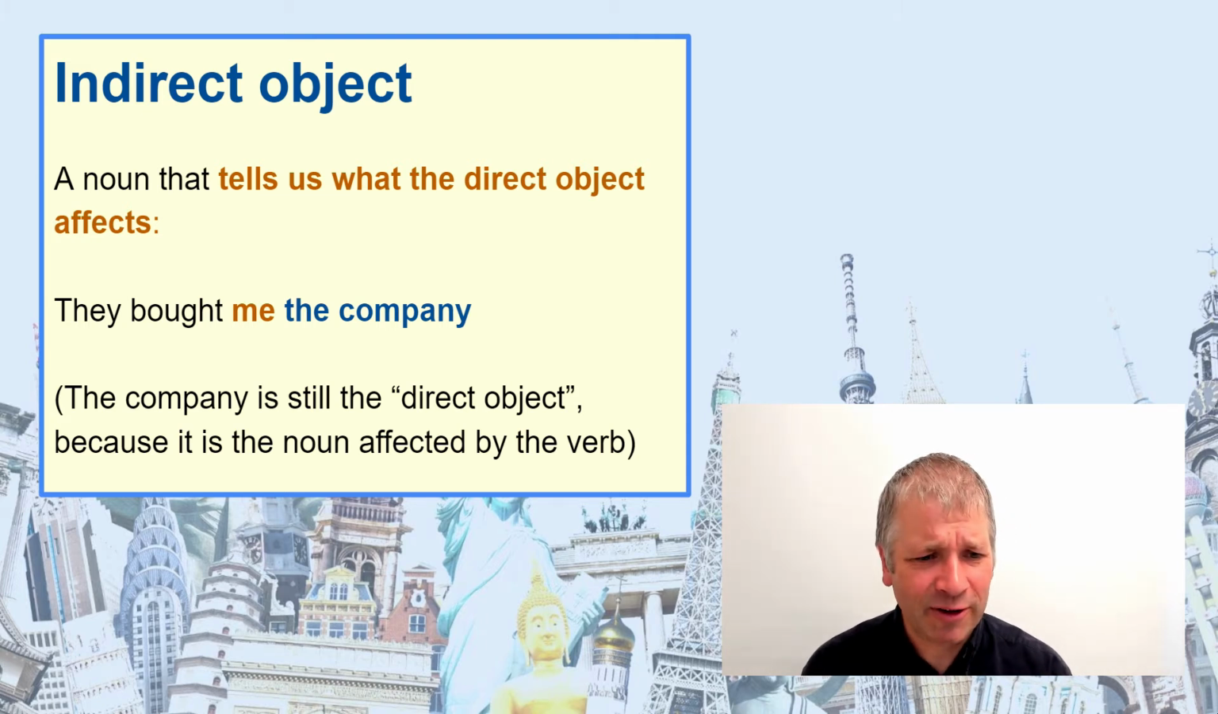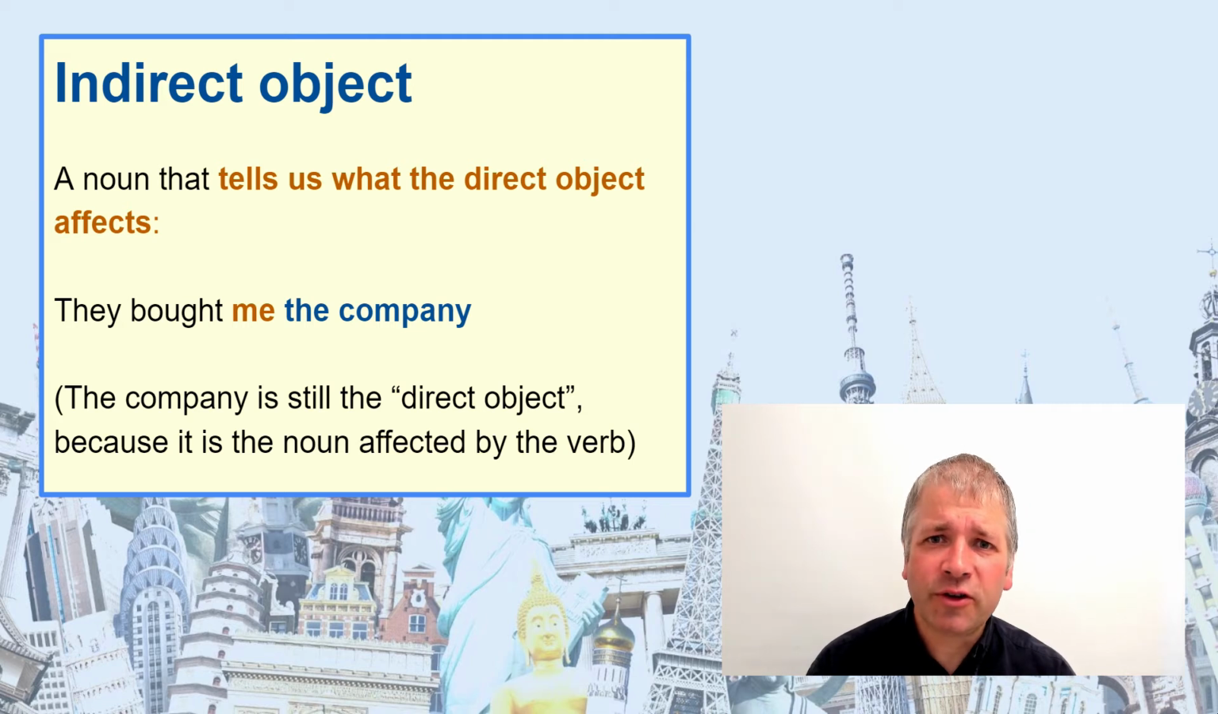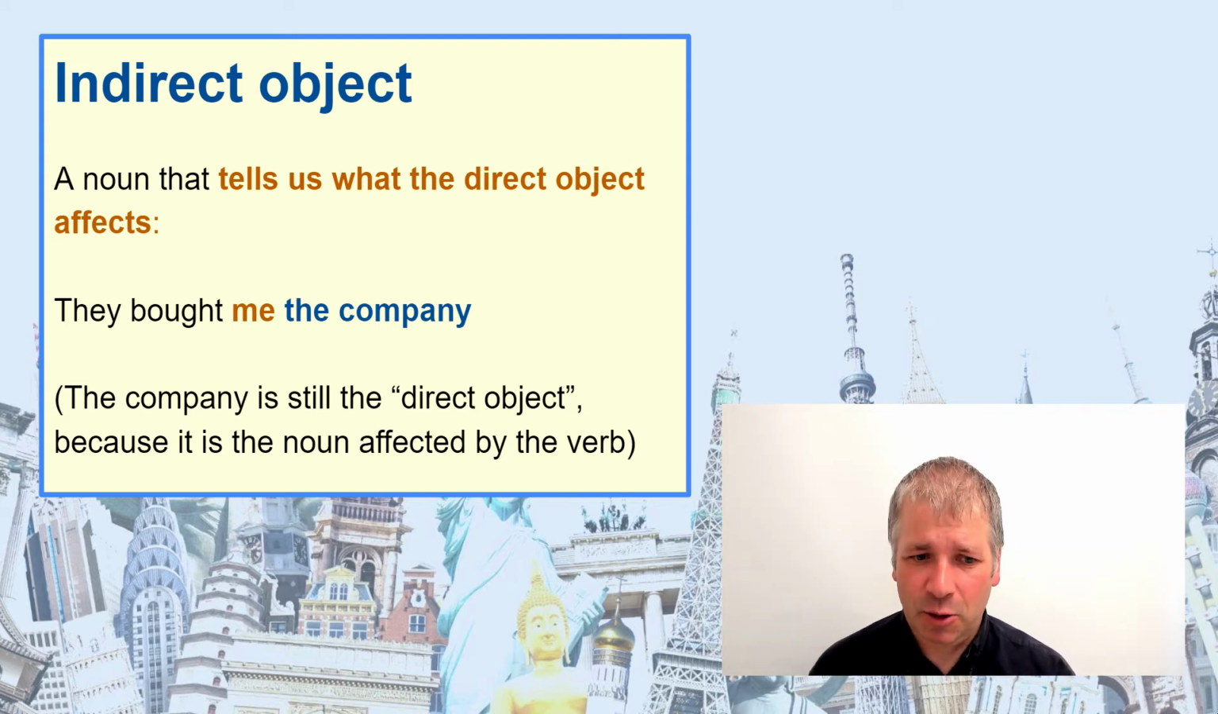What is the indirect object? It's a noun that tells us what the direct object affects. Look at the example here, where we have added the indirect object in orange. They bought me the company. So me is an object, the company is an object. The company is still the direct object because it is the noun affected by the verb.